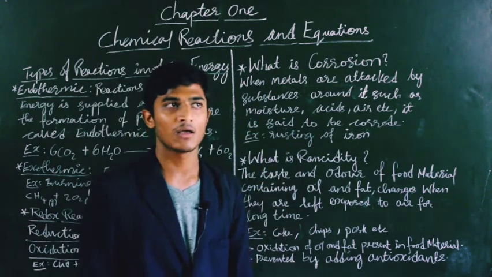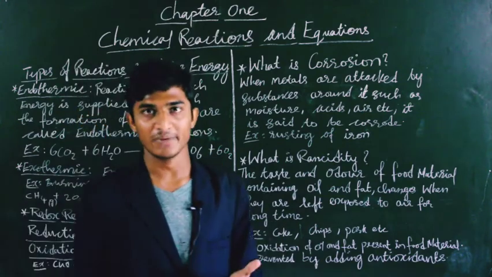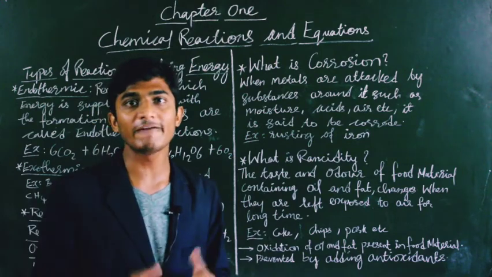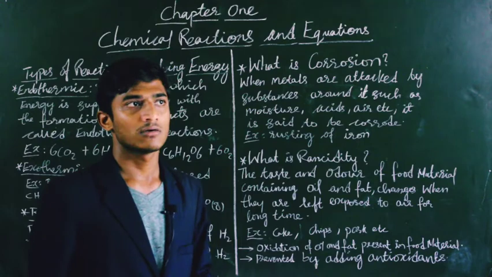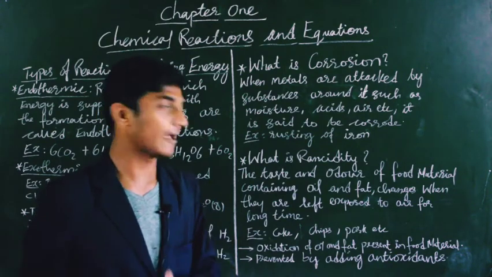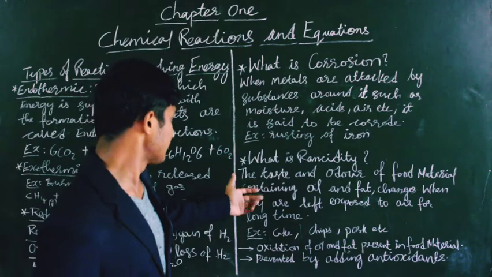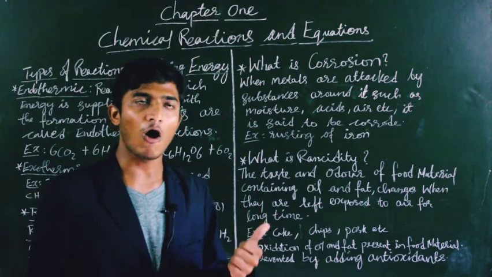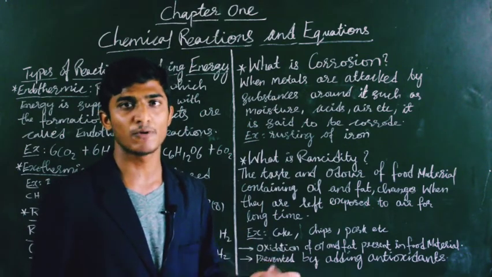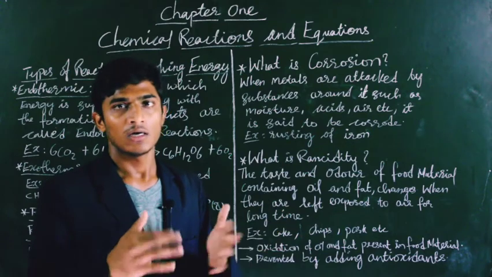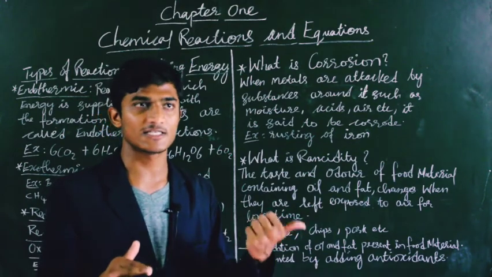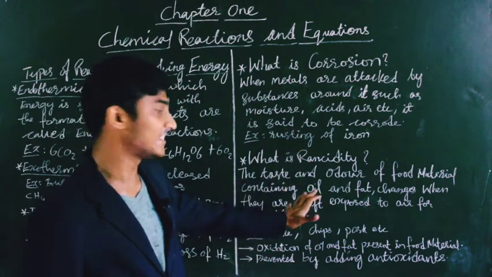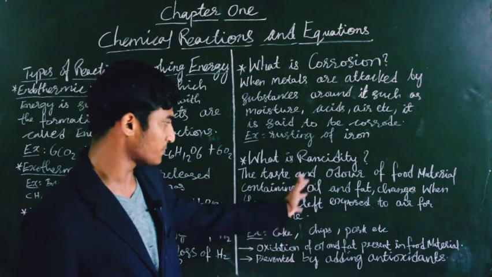What is rancidity? The taste and odor of food material containing oil and fat changes when it is left exposed to air for a certain period of time, let's say a long time. We can understand this definition clearly with the examples I have given here. Any food material containing oil and fat that is left exposed to air changes its taste, odor, smell, etc. This condition is known as rancidity. Examples: cake, chips, pork, etc.